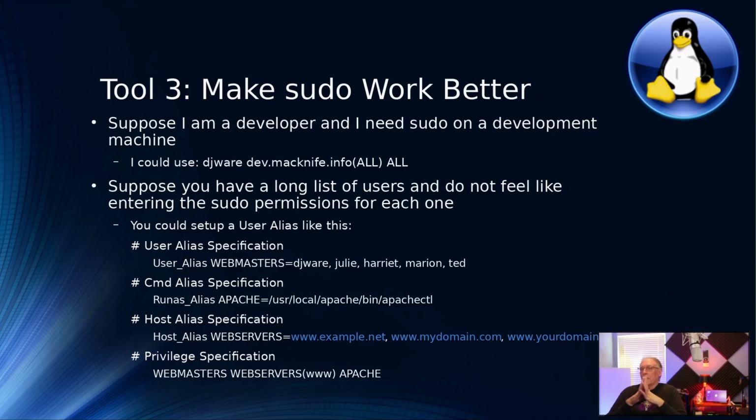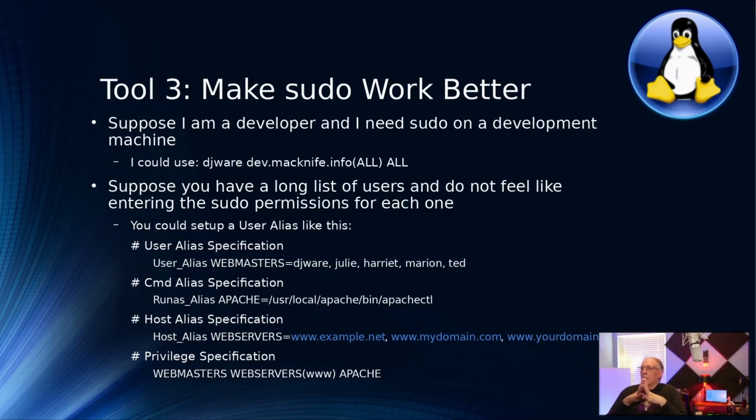So let's try to work through an example here. Suppose I'm a developer and I need sudo on a development machine. I could use something like DJWare, then put the machine name, dev.macknife.info, and then ALL, and that grants everything to me as a user on a dev box. However, if I'm using the same template on other machines, that does not allow me to do sudo on any box other than dev. So that limits my ability to a specific machine. Maybe this is my home development box that I am assigned to, or maybe it's a group development box that we are posting our changes to.